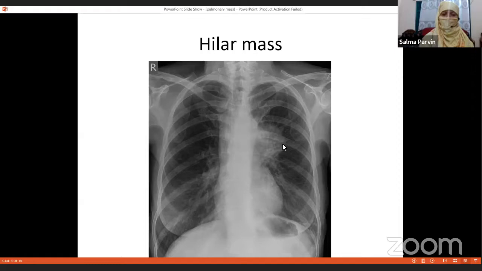Grossly, it is like this, this, and this. It is not a nice circular, spherical, or oval, definitely outlined nodule. So this is an irregular lesion, seen here in the left hilar region. Association, yes, marked observation. We must apply that.